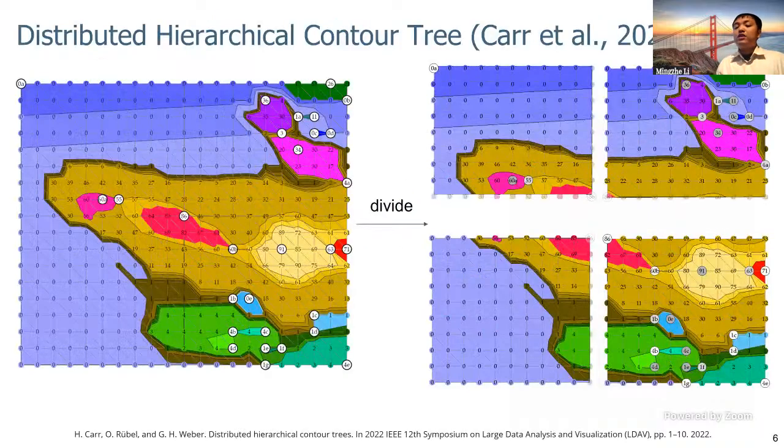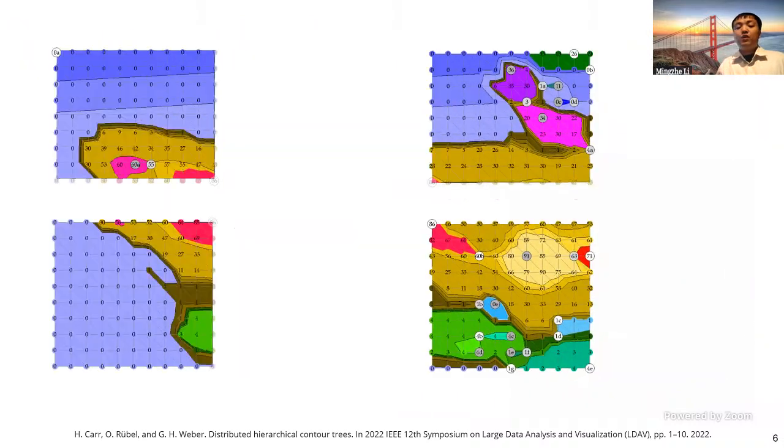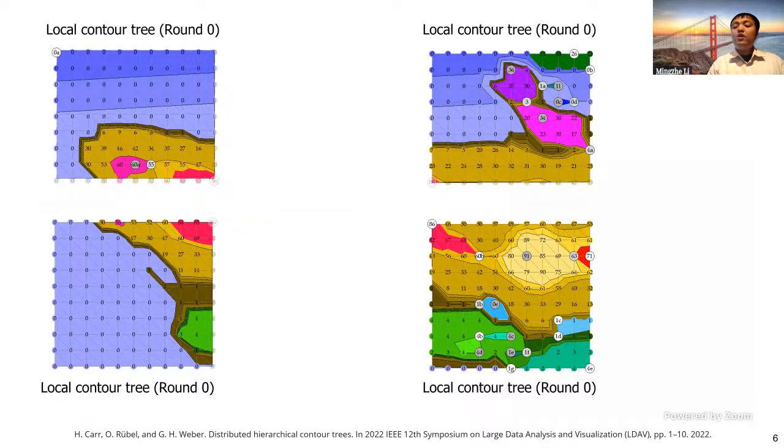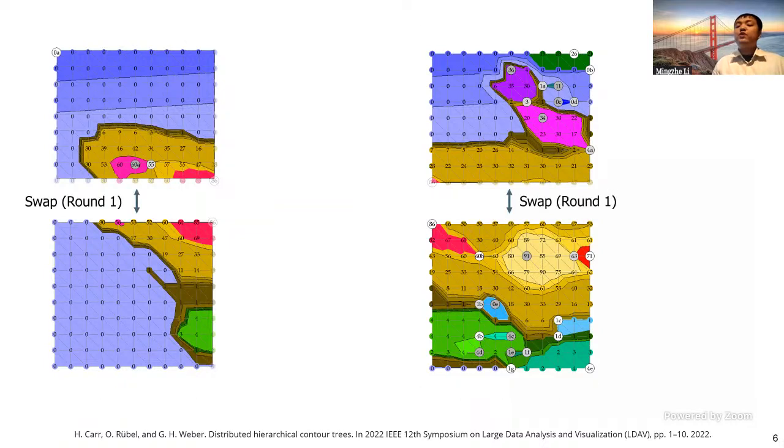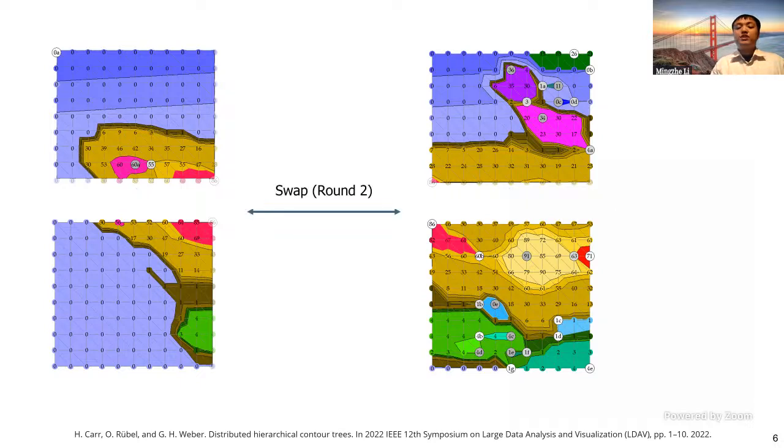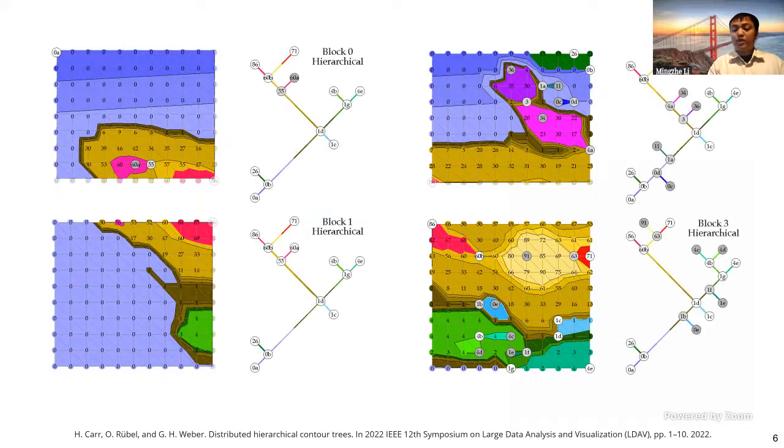Carr et al. recently introduced a distributed algorithm to compute the contour trees. And here is the high-level idea. We first divide the data into multiple blocks. Then, for each block, we first compute the local contour trees. Then, we swap the boundary information between each adjacent pair of top and bottom blocks and construct the part of the contour tree that goes across this boundary. Thereafter, we swap the adjacent pair of left and right. As we reduce the blocks, the underlying structure of the shared contour tree is constructed.